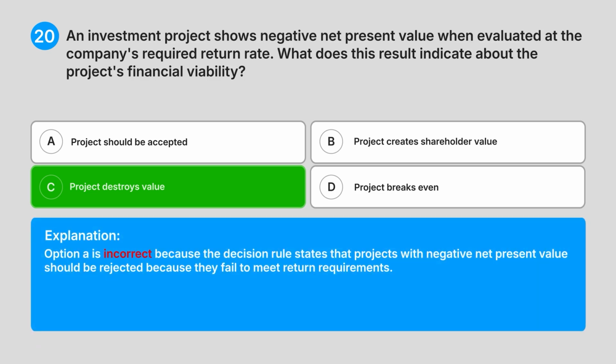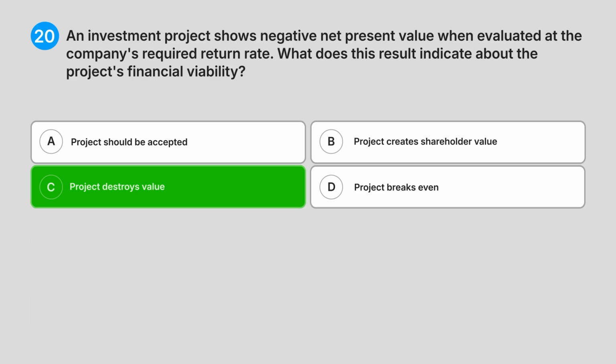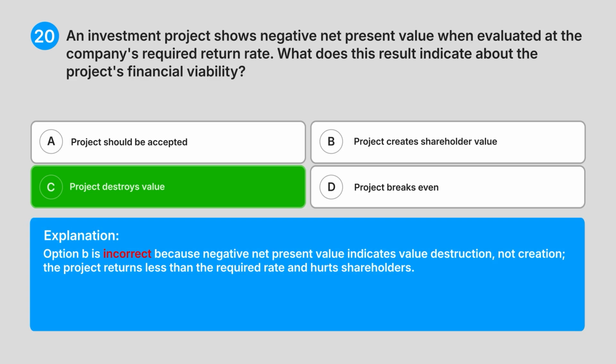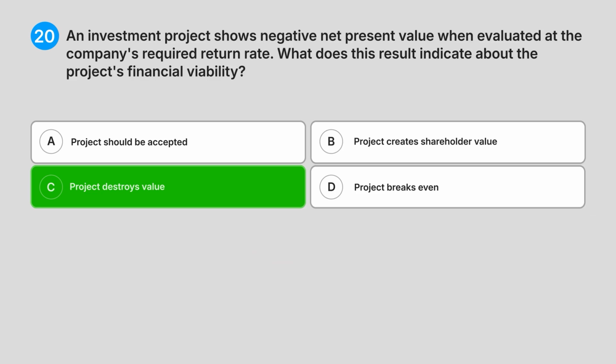Option A is incorrect because the decision rule states that projects with negative net present value should be rejected because they fail to meet return requirements. Option B is incorrect because negative net present value indicates value destruction, not creation. The project returns less than the required rate and hurts shareholders.